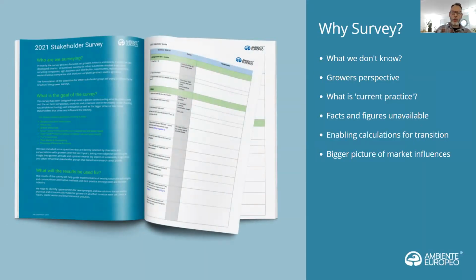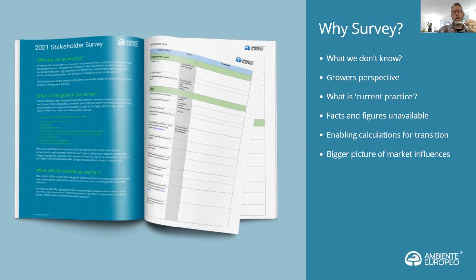So our survey in 2021 is the main focus of my presentation. We had done many feedback surveys for specific projects, and realized that there were quite a lot of things we didn't know, and those things were preventing us from having a bigger picture view. So we decided to conduct this larger scale survey, which looked at the grower's perspective, trying to find out what the current practice was around all sorts of elements of crop production, because even within the same produce in the same area, growers have quite different practices. We're also looking for some of the facts and figures that were unavailable elsewhere to enable us to quantify either the impacts of plastic use or further enabling calculations for transition to other materials.